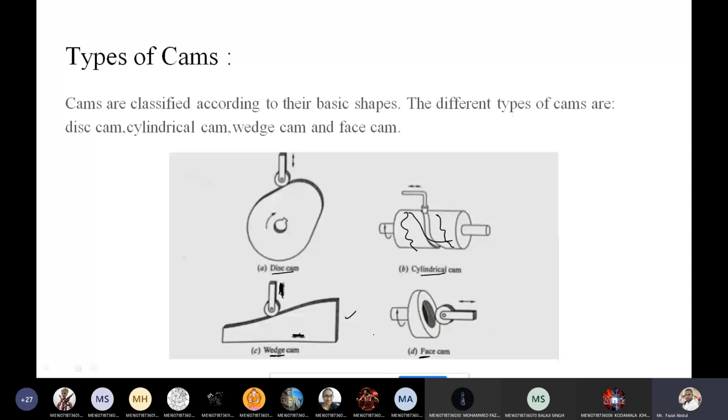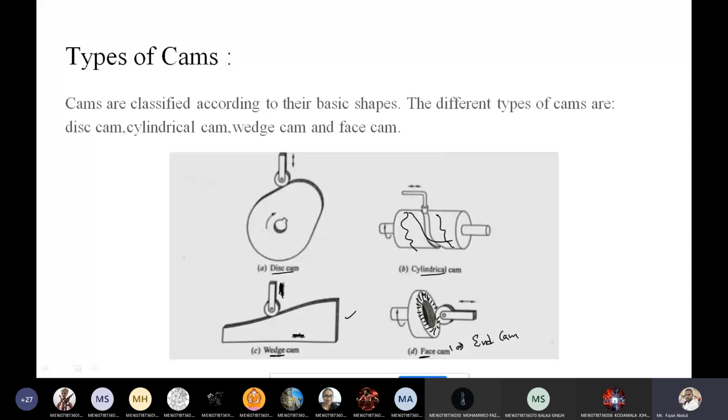And face cam, whose alternate name is end cam. End cam is one in which a groove is cut on the face of the cylinder. Here, the groove is cut in the face of the cam. So this is the groove. In that groove, the follower is going to follow according to the motion of the cam. Okay, so these are all the classifications.